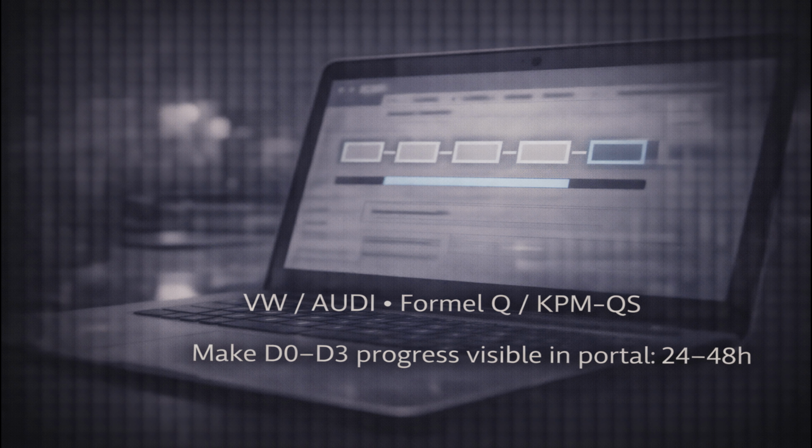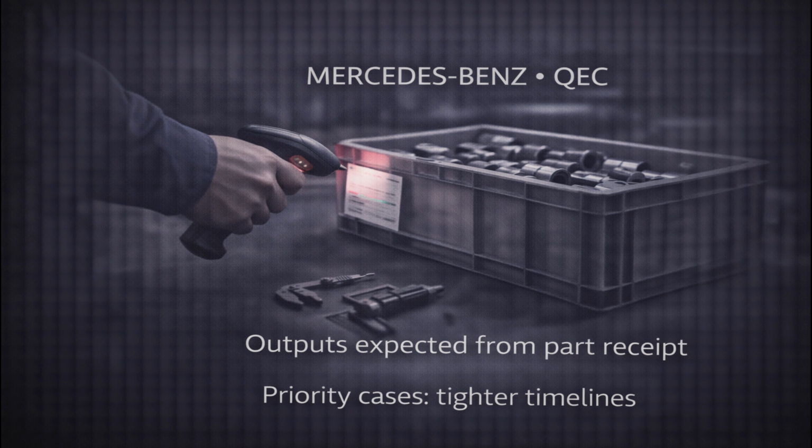For Volkswagen/Audi, within formal Q/KPM-QS, you should make the D0 to D3 progress visible in the portal within 24 to 48 hours. At Mercedes-Benz, through QEC, analysis and inspection outputs are expected from the point of part receipt. Priority cases may impose tighter timelines.